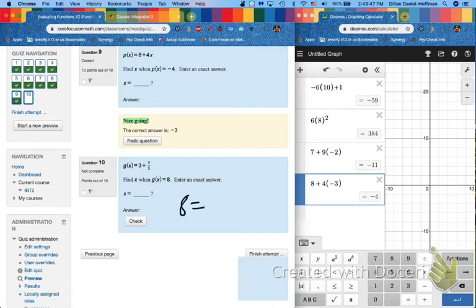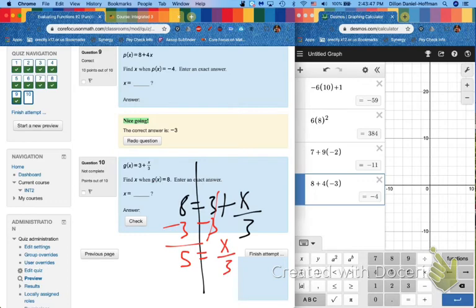8 equals 3 plus x over 3. Solve me. Subtract and add first. I am adding 3, so I'm going to subtract 3 from both sides. 5 is x over 3. Dividing now, there you go. Divide and multiply. Multiply by 3. Multiply by 3. Cancels on the right. 3 times 5 is 15.